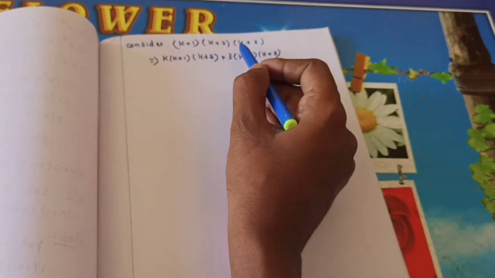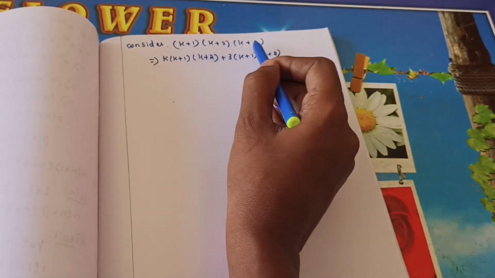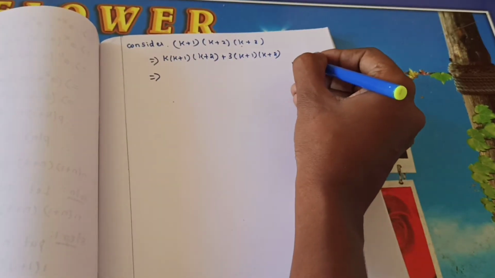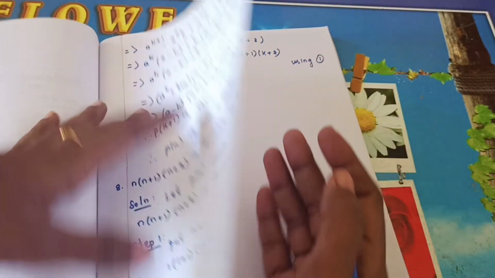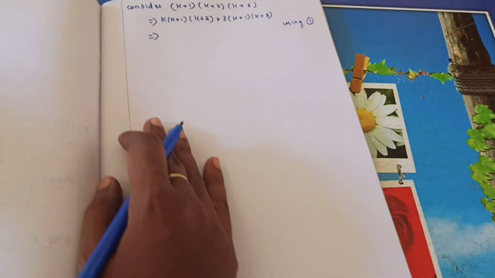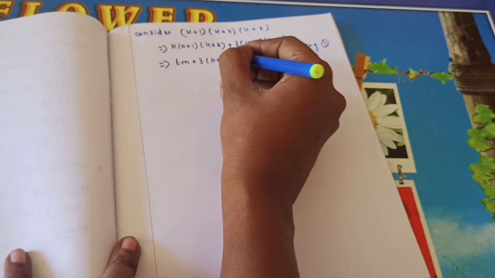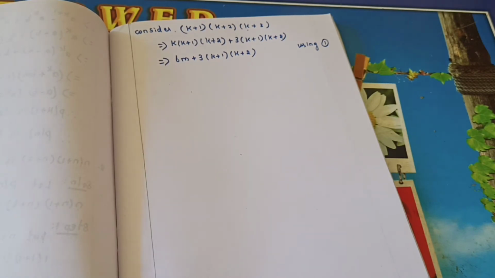So for that, what I did? This k plus 3 I multiplied with these two terms. So k into k plus 1 into k plus 2 plus 3 into k plus 1 into k plus 2. Now you will use equation number 1. From equation 1 you can substitute the value. What's the value for k into k plus 1 into k plus 2? In its place you can substitute 6m. Got it? So 6m plus 3 into k plus 1 into k plus 2. Understand?